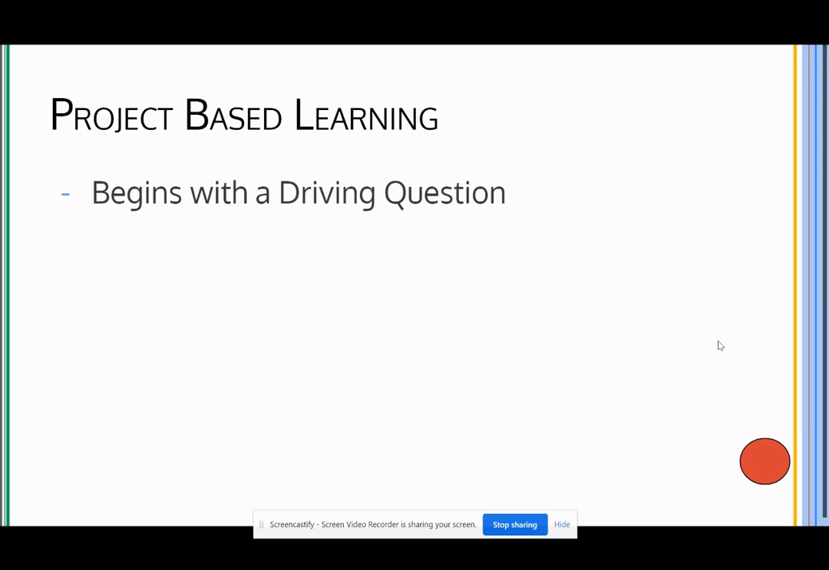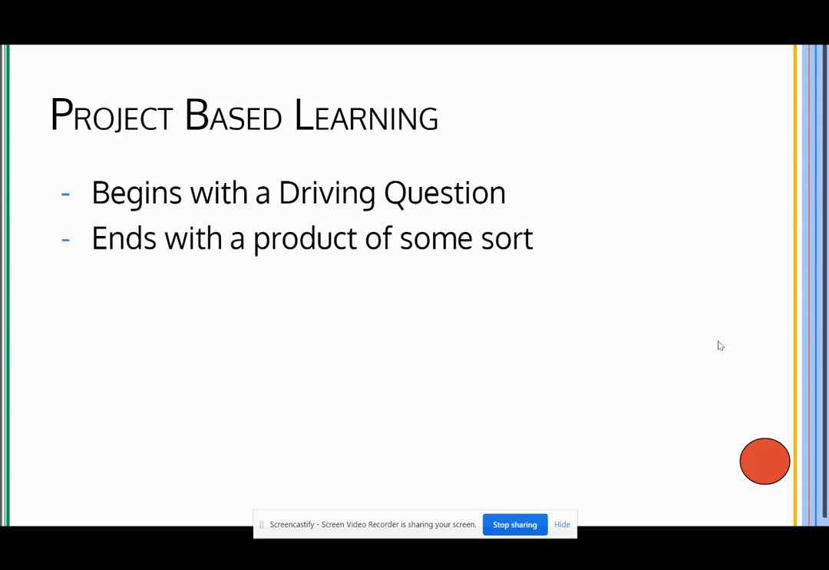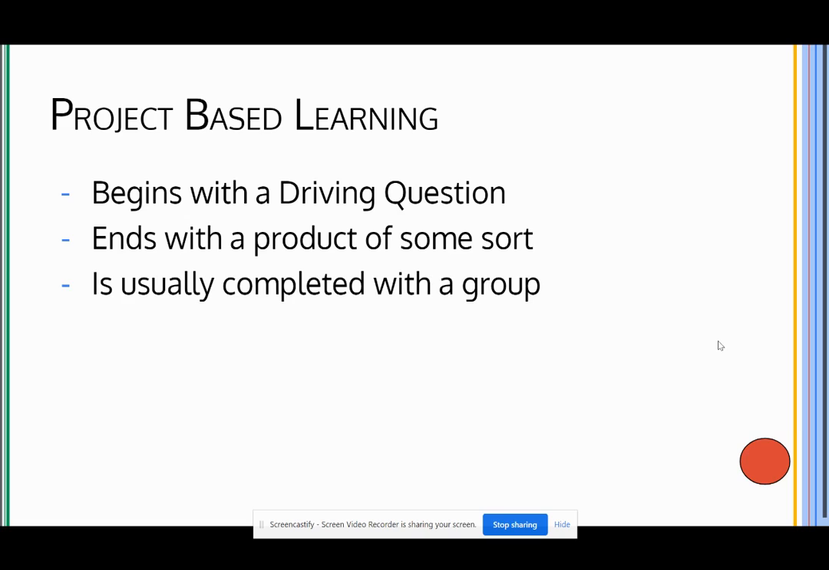Here we go. A project-based learning begins with a driving question and ends with a product of some sort. So that product might be a slideshow, it might be a poster, it might be a timeline. It has a product of some sort. Project-based learning is usually with a group, but doesn't have to be. It is facilitated by the teacher.